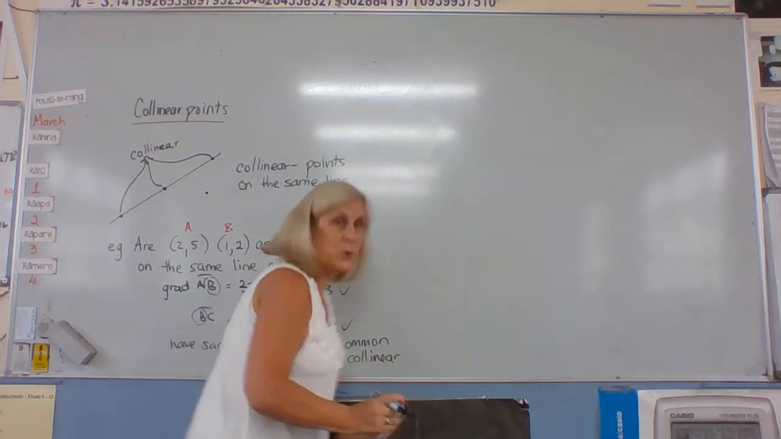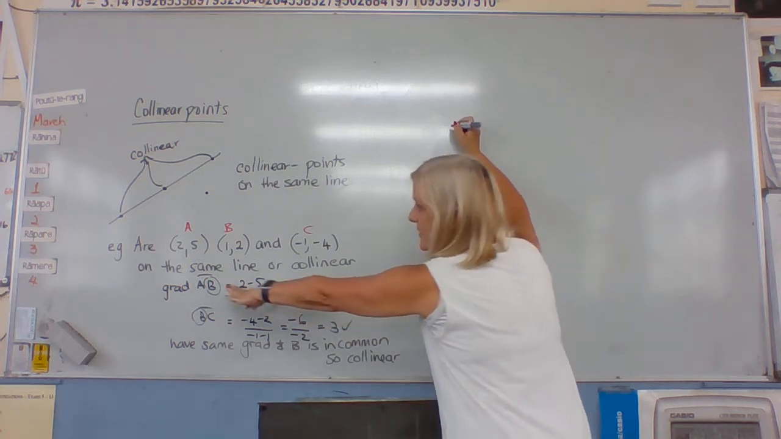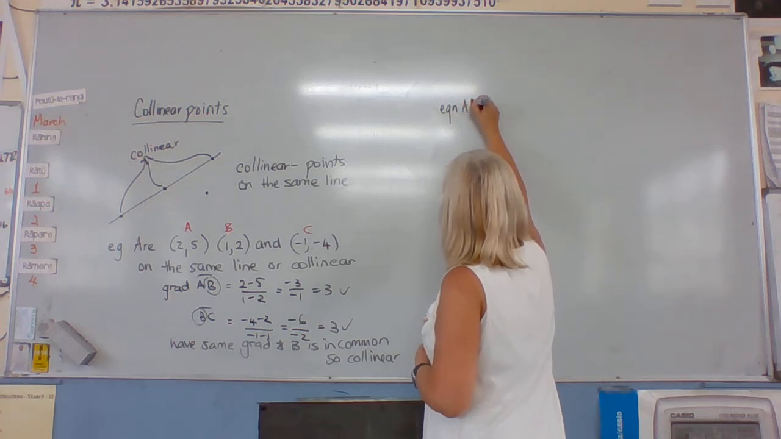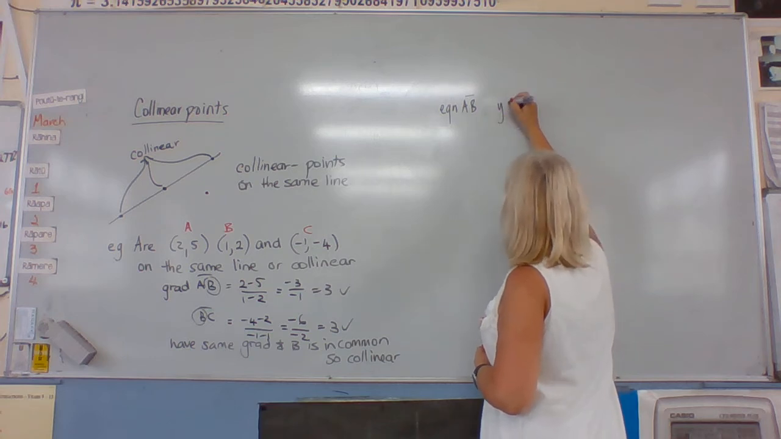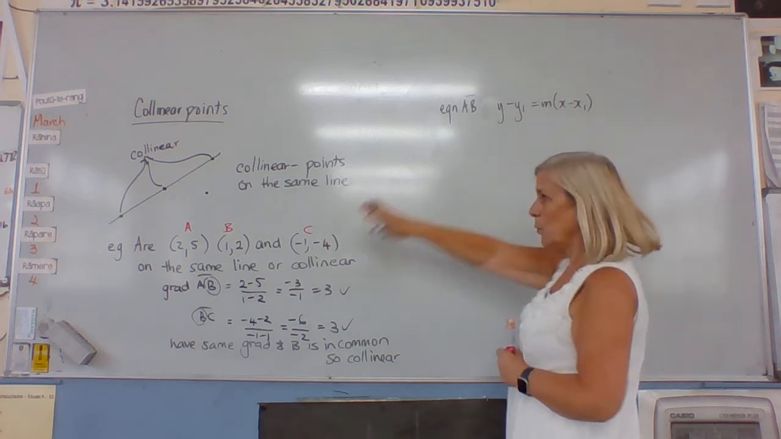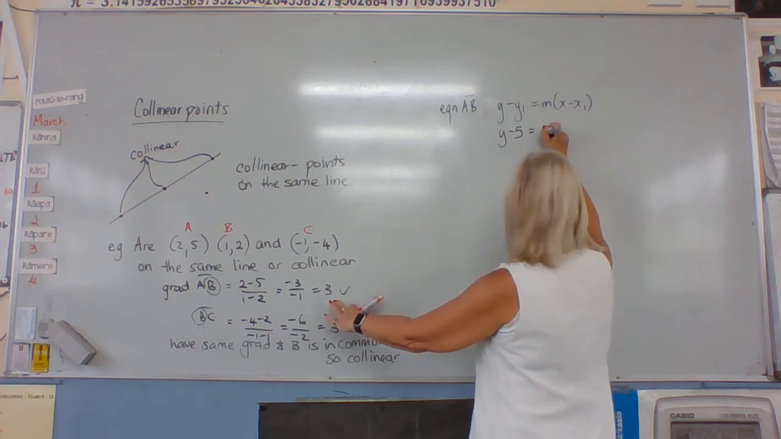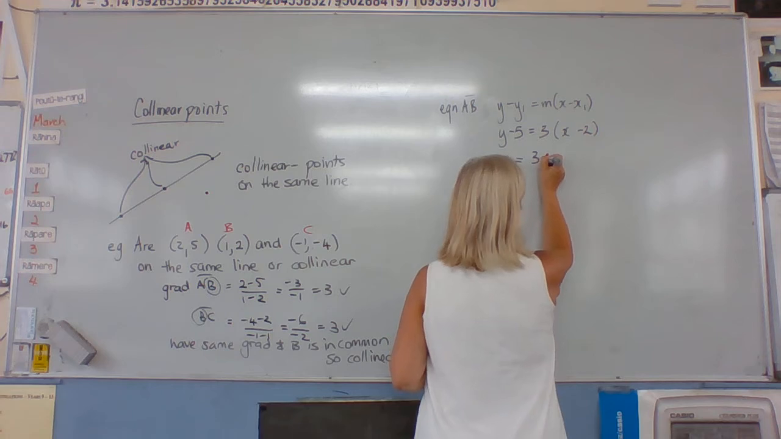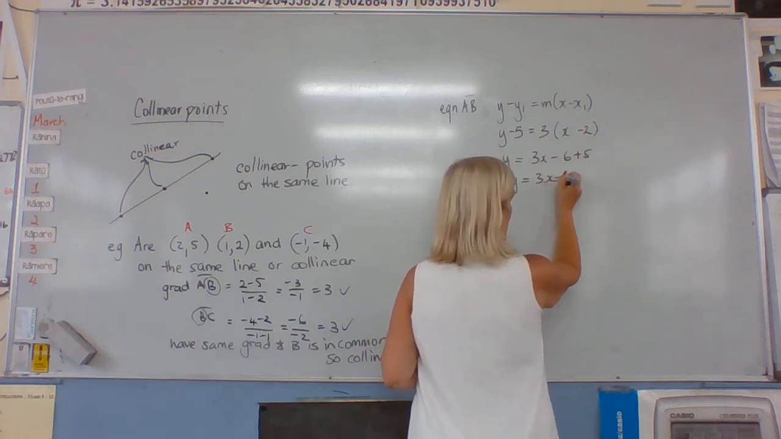All right, doing it the other way, finding the equation of the line and substituting, same method. So we're going to find the equation of AB because we've already found the gradient. So we'll use A. So we've got y minus y1 equals m(x minus x1). So y1 is 5, y minus 5, gradient is 3, x minus 2. So y equals 3x minus 6 plus 5. So the equation of this line is y equals 3x minus 1.